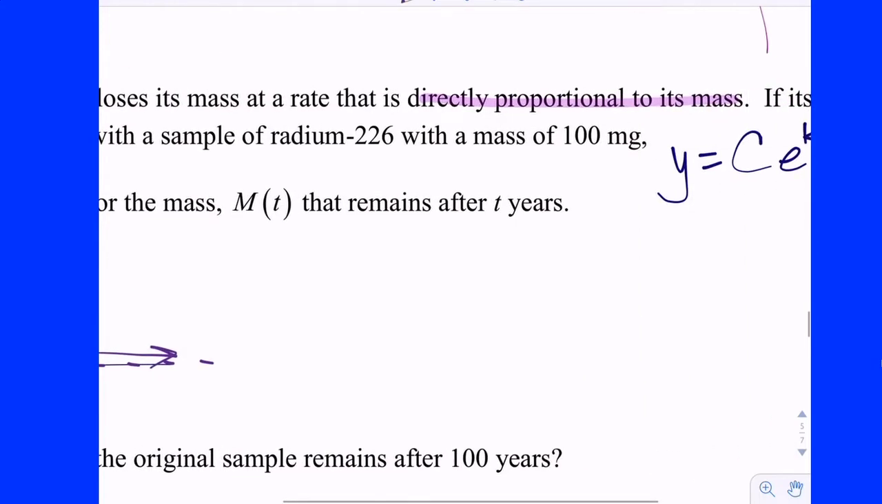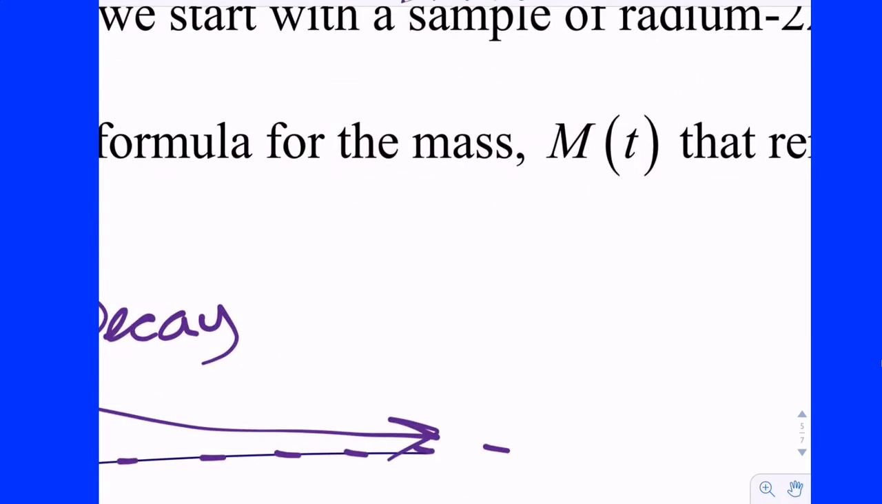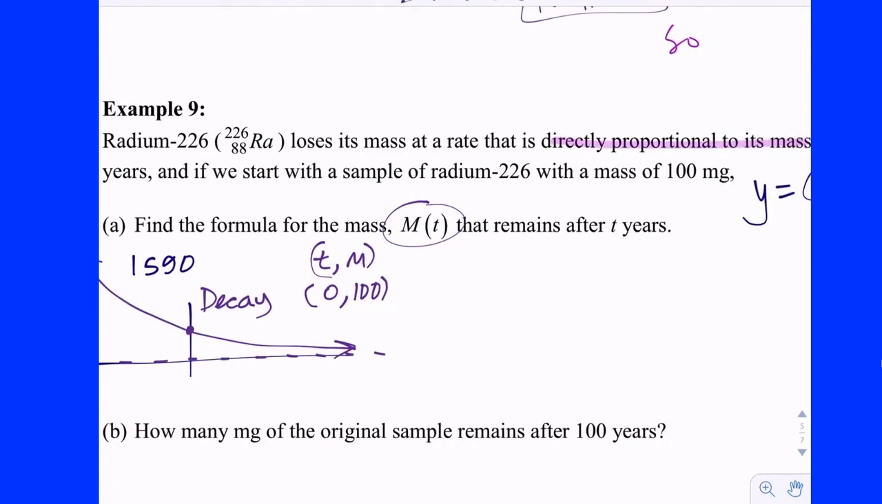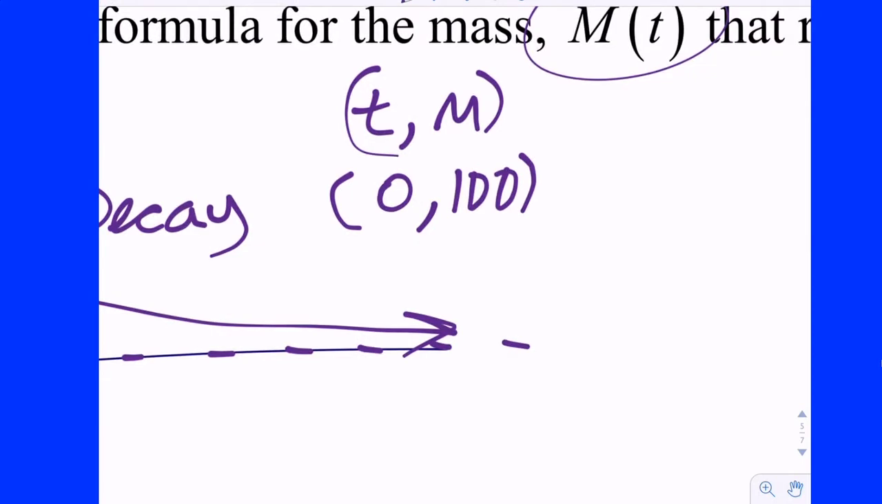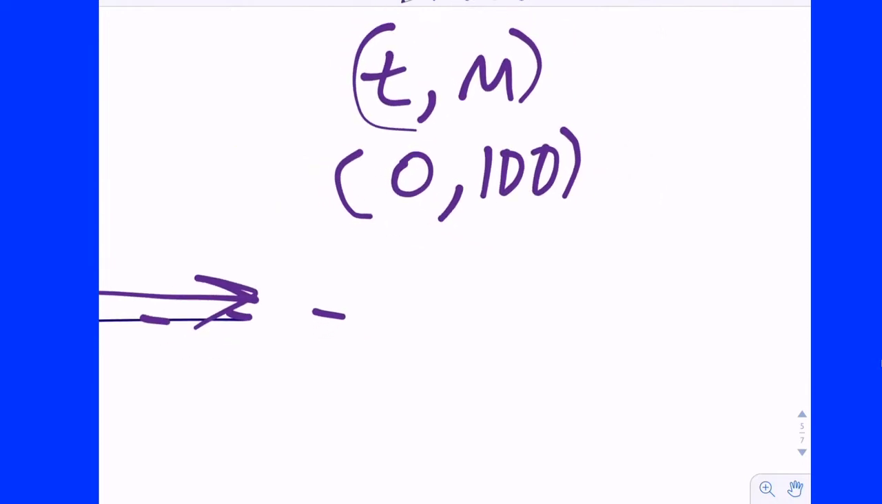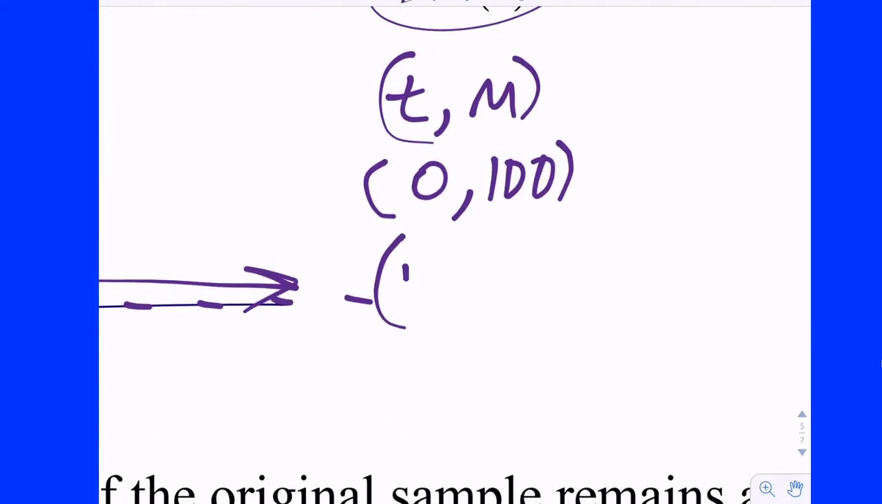We start with a sample that has a mass of 100 milligrams. So if you want to create the initial condition, they're using m of t. We have ordered pairs of time and mass. Time is our independent variable, mass is our dependent variable. Initially at time 0, we have 100 milligrams of radium-226. We can generate ordered pairs based upon the rule for its half-life. 1,590 years later, how much are we going to have? 50, and so on.